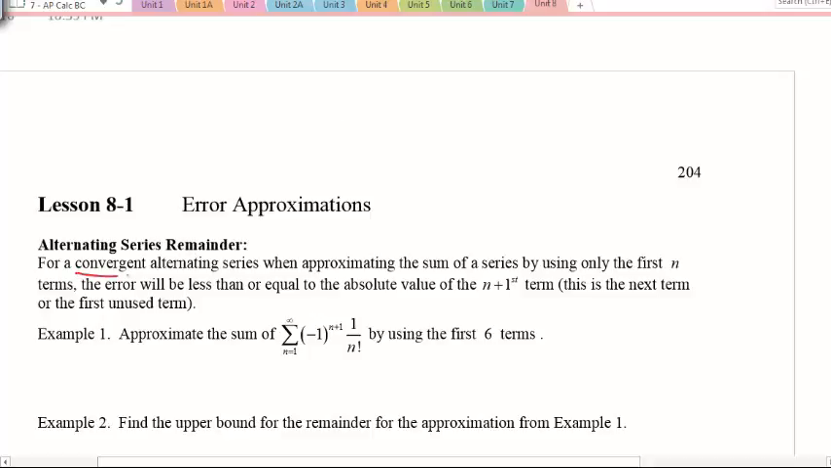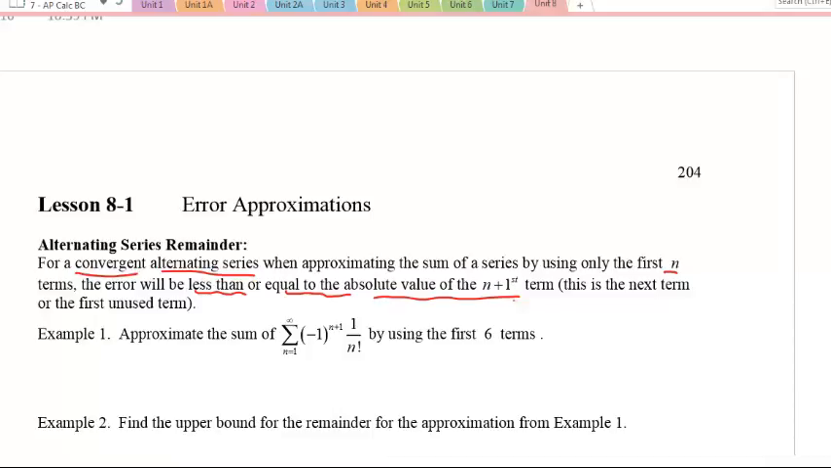If you have a convergent alternating series, when you approximate the sum of that series by using only the first n terms, the error will be less than or equal to the absolute value of the next term, the n plus 1 term. Just think about that for a sec. In an alternating series, the remainder is the next term, the one you did not actually use. If you're not too sure why, think about some examples and you should be able to see that the error will be less than or equal to that. Now, let's take a look at the actual example.